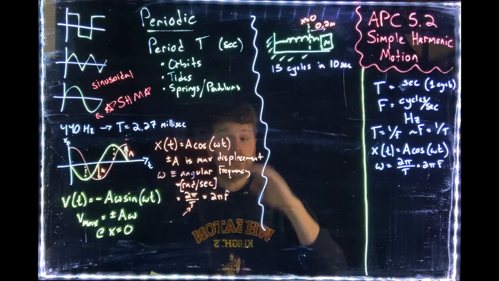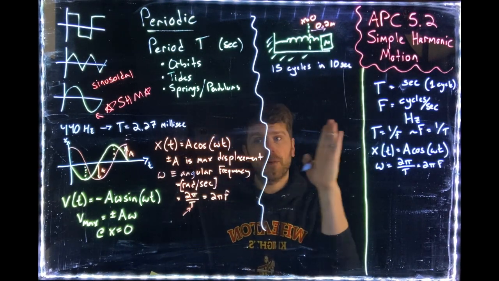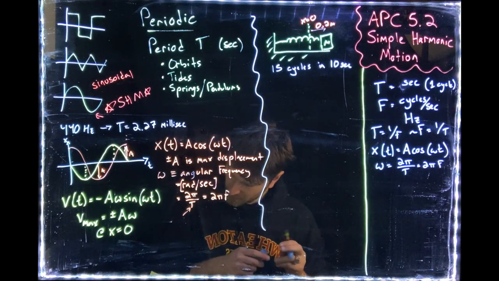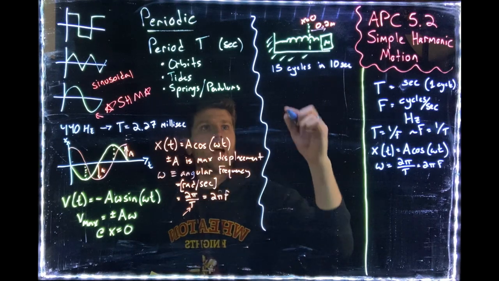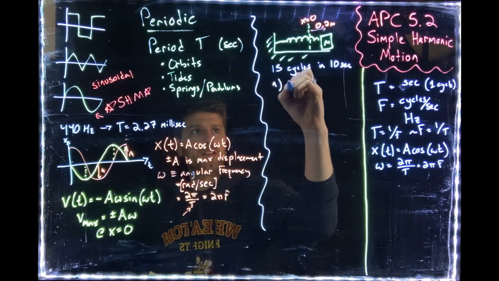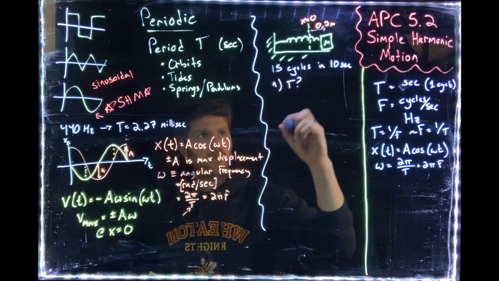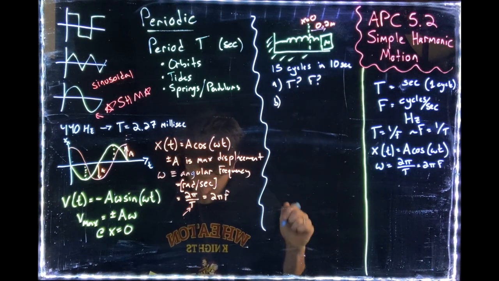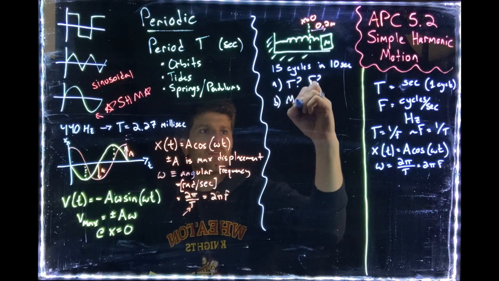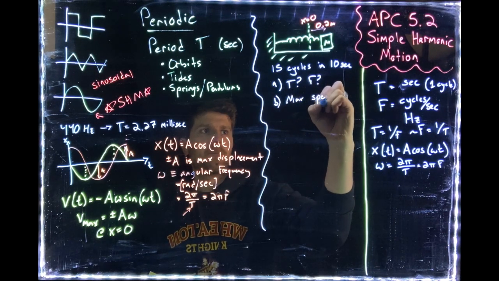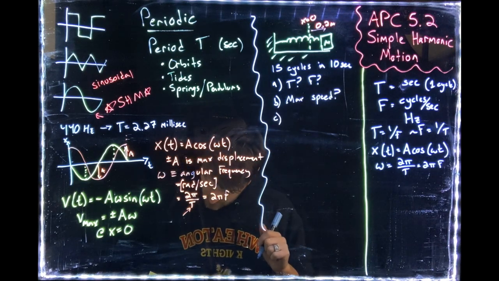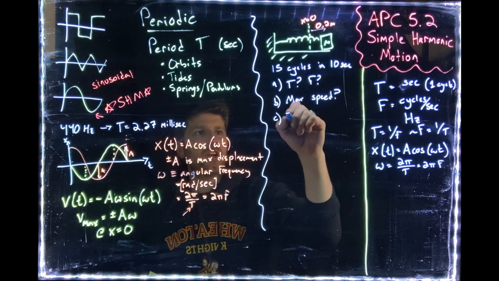in 10 seconds. And just noting, a full cycle goes from positive 0.2 to 0 to negative 0.2 to 0 and back to positive 0.2. And we want to ask ourselves a couple questions here. What is the time period and the frequency of this motion? What is the maximum speed of our object? And last but not least, can we write the equation of our motion?